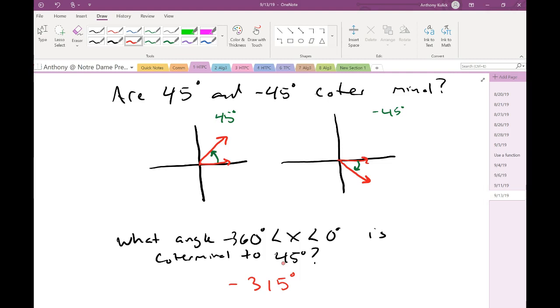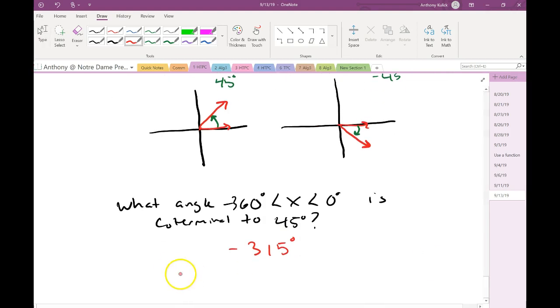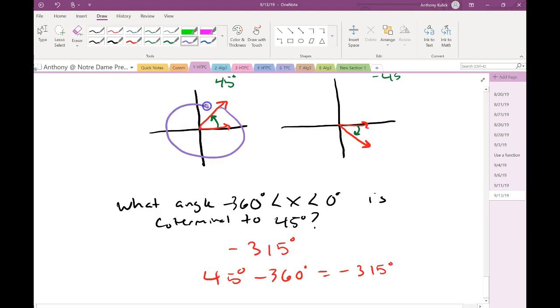How did I get that so quickly? Exactly right. So what Ann says is that I can find another angle coterminal to any angle by adding or subtracting multiples of 360. So for example here, I took 45 and I subtracted 360 from it, and that's going to give me a coterminal angle. If I turn negative 360 degrees, I'm going to end up right back where I started. Everybody agree with that?